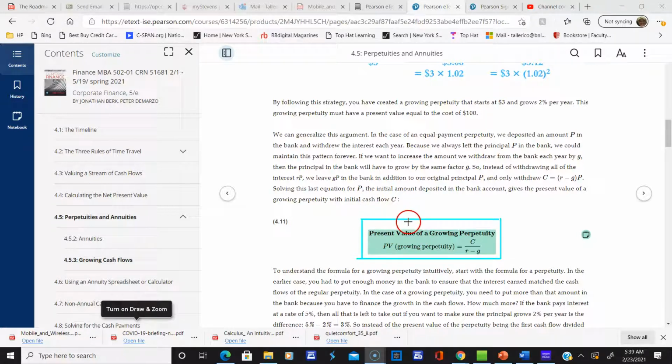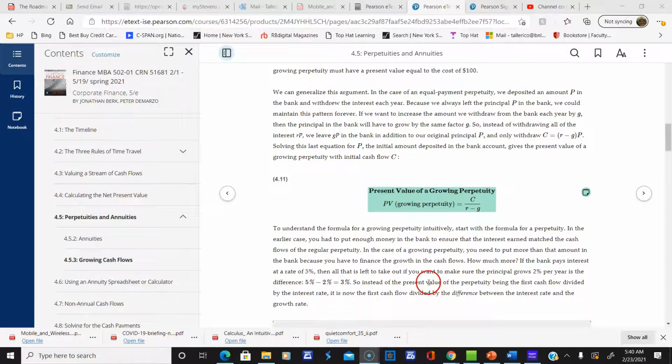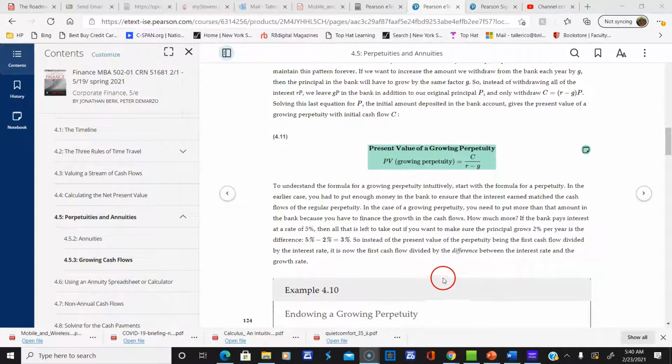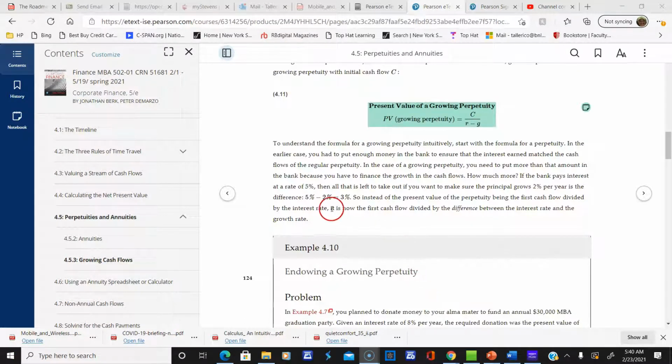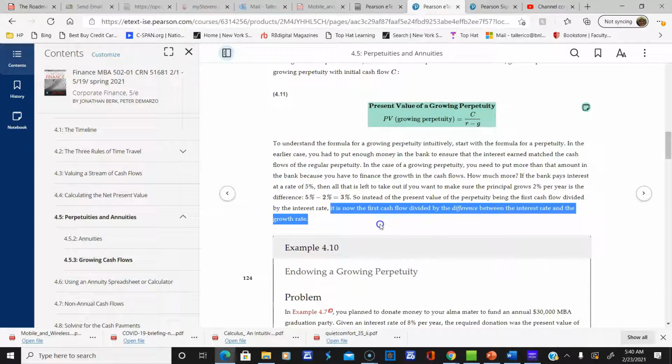This is an important equation to understand. It's almost like a perpetuity, except for the addition of this g. So it's now the first cash flow divided by the difference between the interest rate and the growth rate.